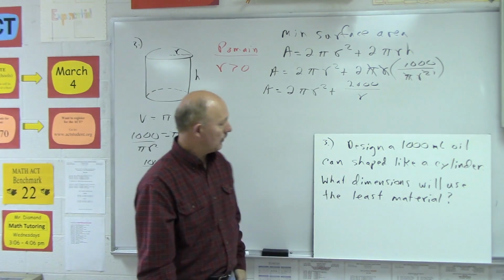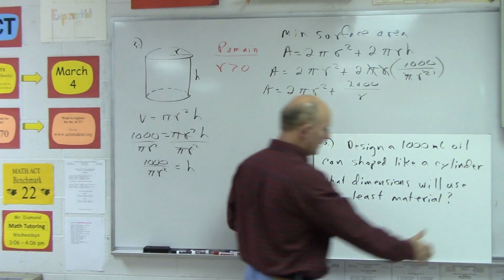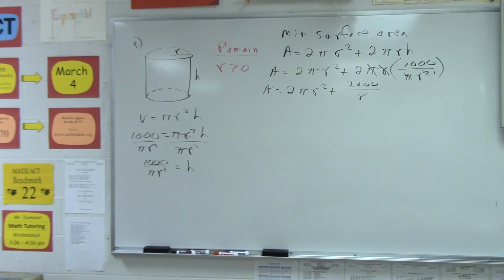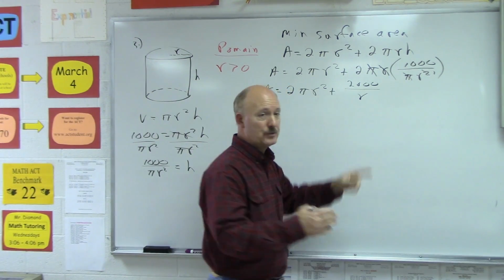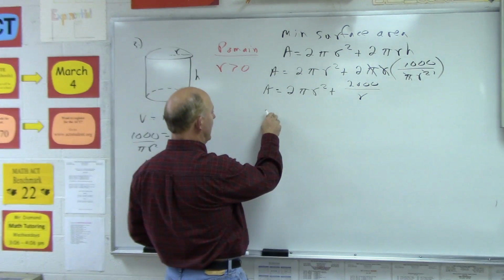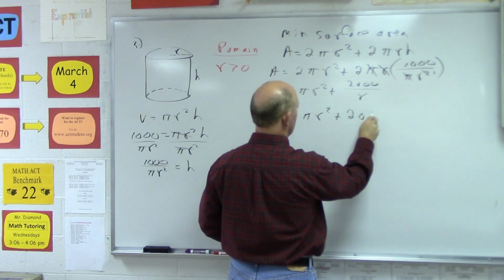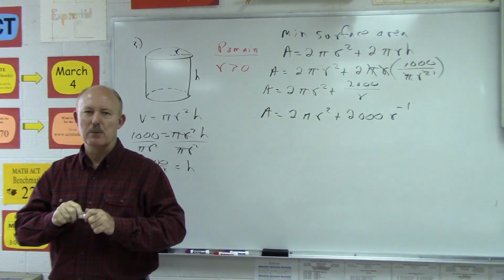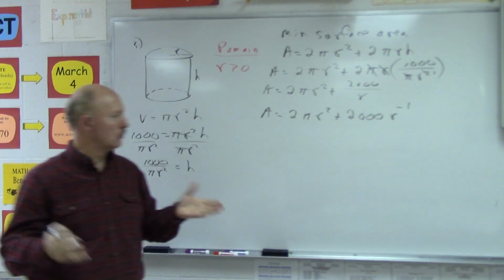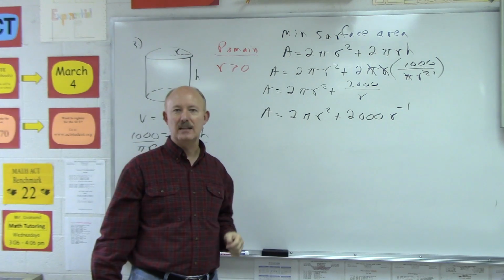I'm going to take the problem down, so hopefully you have it written down by now. I'm going to take this off to give me a little bit more room. Now to take the derivative, we've got 2,000 over r. So first thing I'm going to do, I'm going to pull that 2,000 off. Let's rewrite this. A equals 2 pi times the radius squared plus 2,000 times r to the negative 1 power. You don't want to have to use the quotient rule to take the derivative of a little fraction like this. Now we're ready to take the derivative.